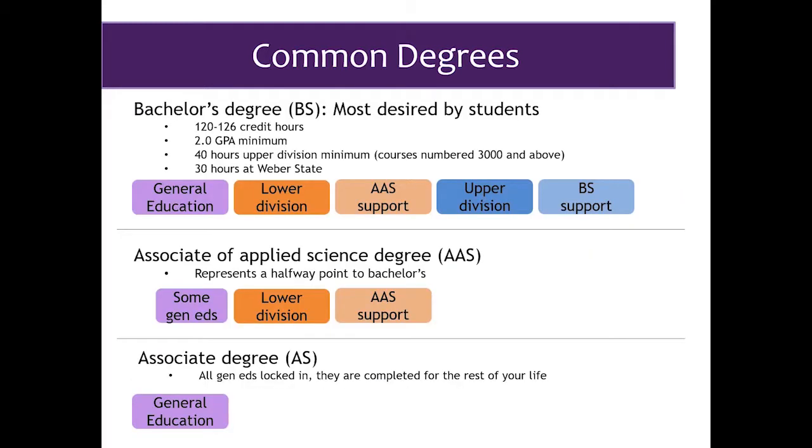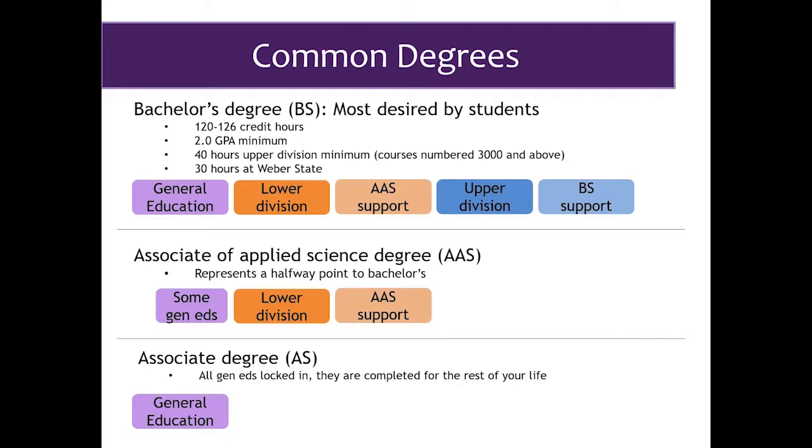The bachelor's degree, or BS degree, is the one most desired by students. This degree requires a minimum of 120 credit hours, a 2.0 GPA. 40 of those credit hours must be upper division, those numbered 3,000 and above, and 30 of your credit hours must come from Weber State University courses.